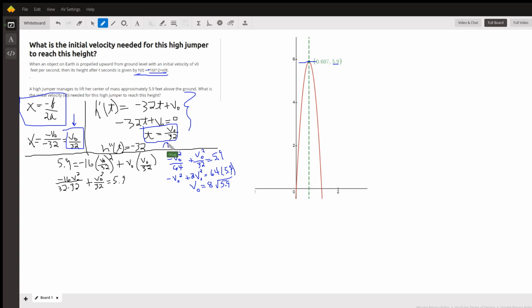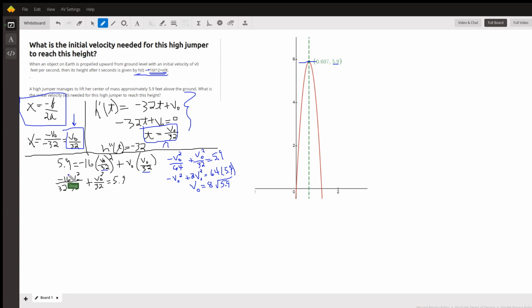which means that this critical number, v sub 0 over 32, does give you a maximum. So we want to know, if I put v sub 0 over 32 into the original equation, and I get an answer of 5.9 for the height, what is the value of v sub 0 that will make that happen? So there's the v sub 0 over 32 substitute.